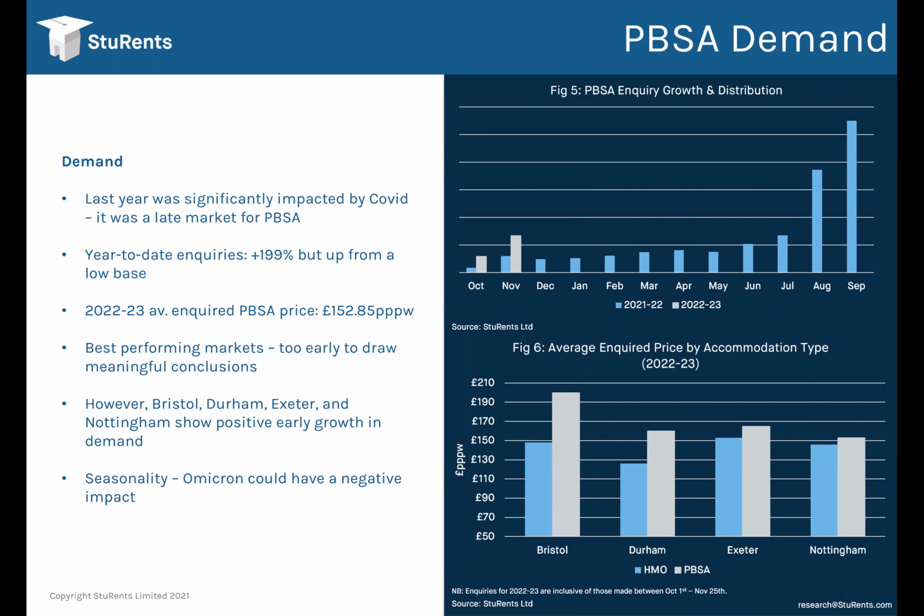In terms of the markets that are performing well, particularly for PBSA, again, relatively early in the season, so we can't say for certain just yet, but the locations that are standing out are Bristol, Durham, Exeter and Nottingham. All of those locations are showing good early signs of growth when it comes to demand for PBSA.